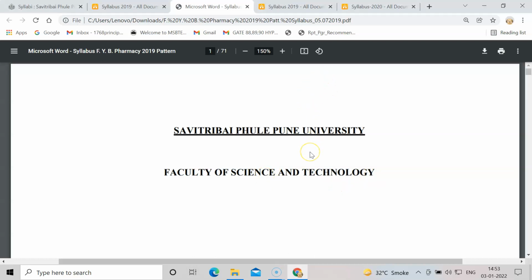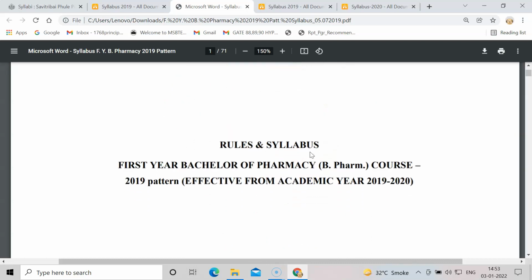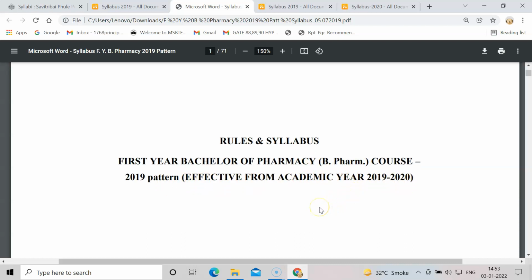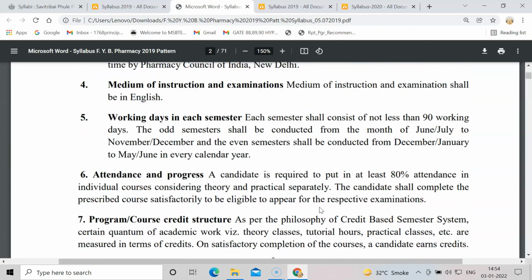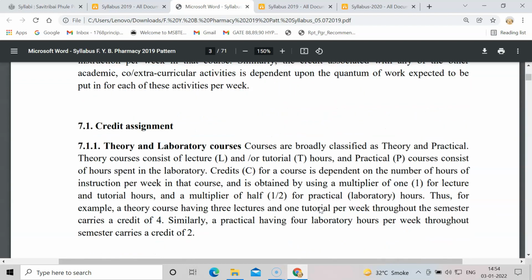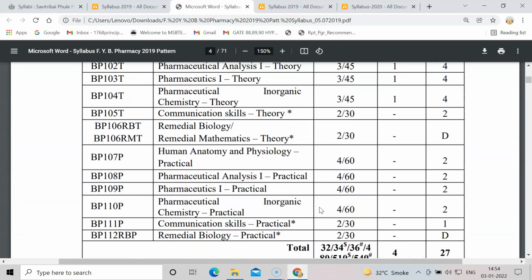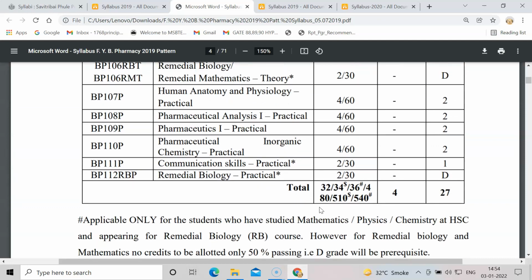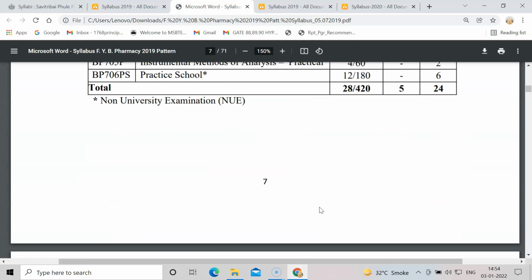I have zoomed it so it is easier to understand. And here you can see the first year B Pharm syllabus, course 2019 pattern, and the effective year is from 2019-20. Now we will see some main contents of the syllabus. You can read the whole syllabus from this PDF. So let us see firstly the course structure, how it is for your first semester.